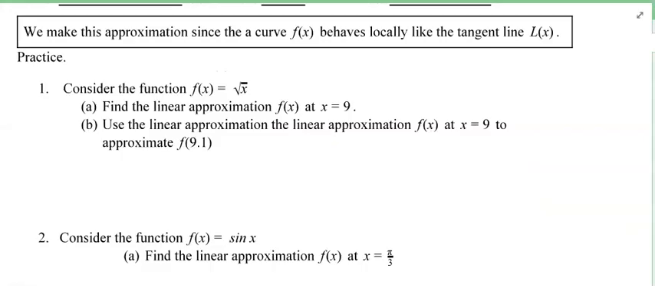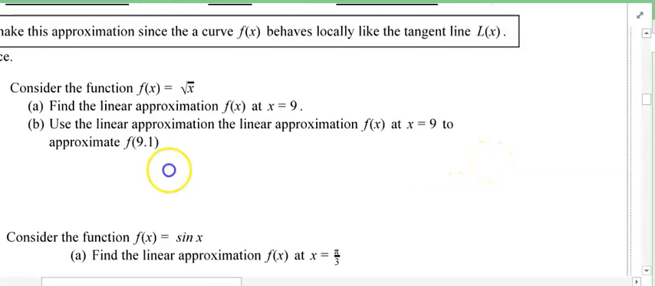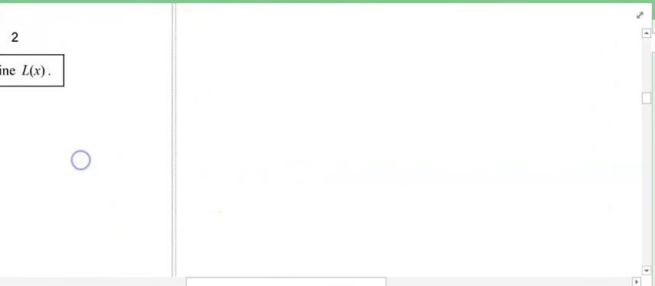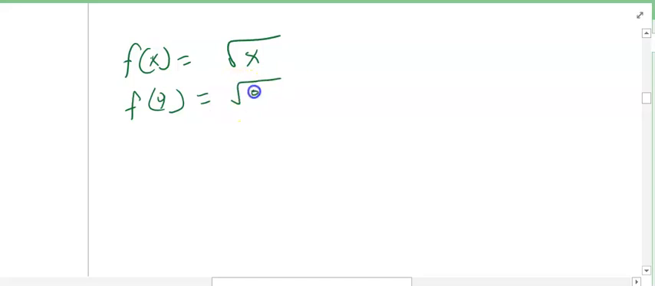So let's do one more example of this idea. Consider the function f of x is equal to radical x. Find the linear approximation of f of x at x equals 9. Use this linear approximation to approximate the value of f of 9.1. So here we're going to use our idea. f of x is equal to radical x. I want to find f of 9. f of 9 is equal to radical 9, so that would be equal to 3.